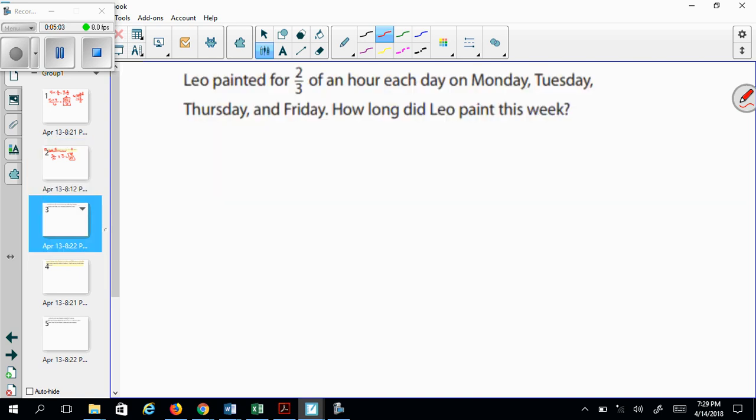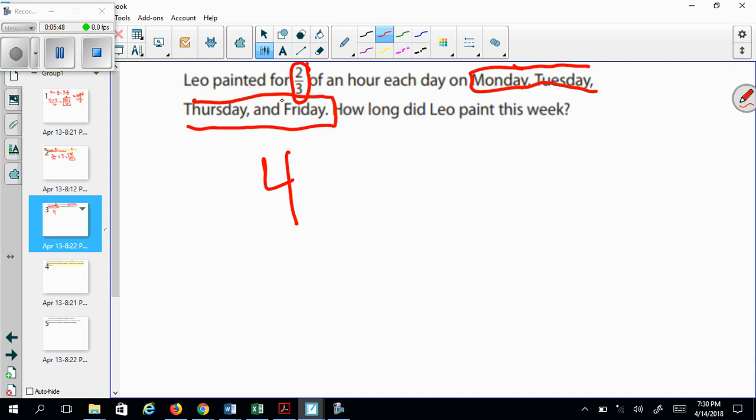Now here's our next problem. Leo painted for 2/3 of an hour each day on Monday, Tuesday, Thursday, and Friday. How long did Leo paint this week? Now, I have an issue here because I just said you have to have a fraction and a whole number, but I only see one number, which is the fraction of 2/3. So how am I going to get my whole number? I see Monday, Tuesday, Thursday, and Friday. That is how I'm going to get my whole number. How many days is that? 4 days. So that's my whole number. For 4 days, Leo painted for 2/3 of an hour each day. So I'm going to do 4 times 2/3.